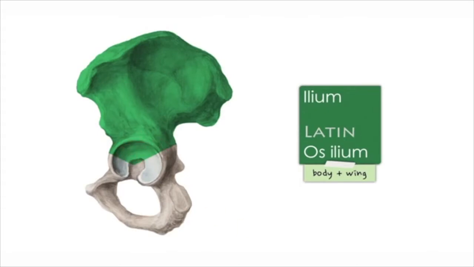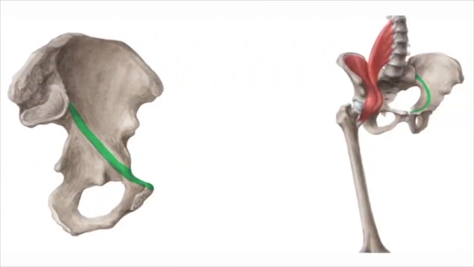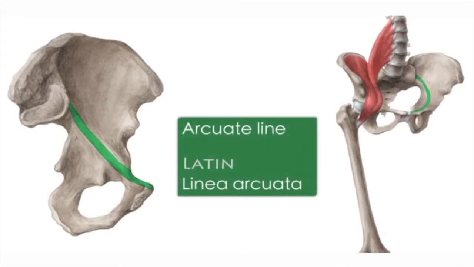Now, moving on to the different elements that we find within the ilium, the first one is a line, and it's known as the arcuate line. And this is a smooth, rounded border on the internal surface of the ilium. And this arcuate line is marking, as you can see here, the border between the body and the wing of the ilium.